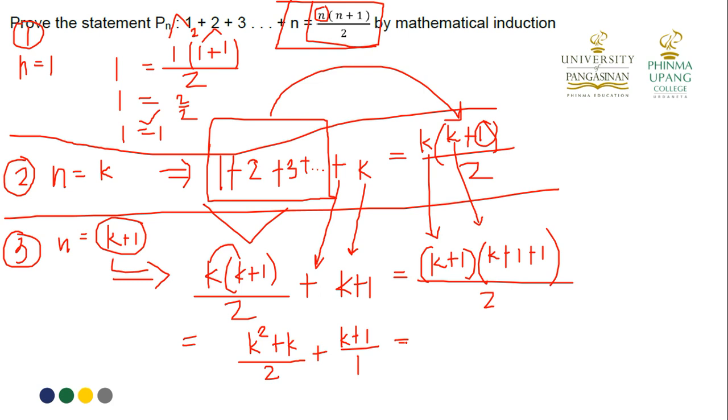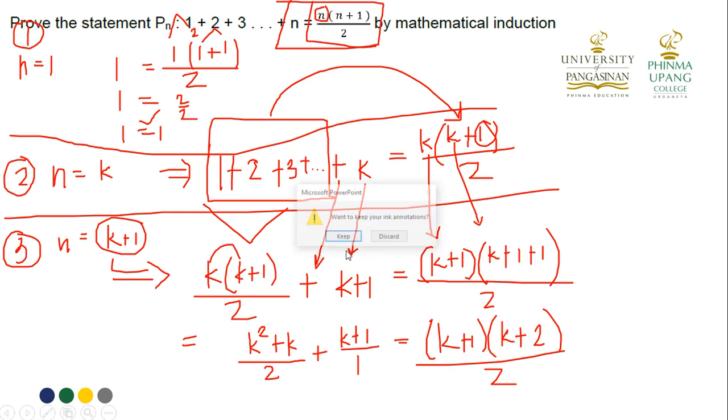K squared plus K all over 2 plus K plus 1 all over 1. Imaginary 1. So we're going to write 1 na dyan para alam natin na decimal siya. Next is K plus 1. Ay, decimal. Fraction rather. Then this is K plus 1 plus 1, which is K plus 2 all over 2. Nasundan po? Alright. So since nasundan nyo yan at wala na tayong space, wait lang po.